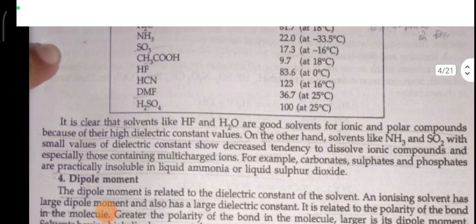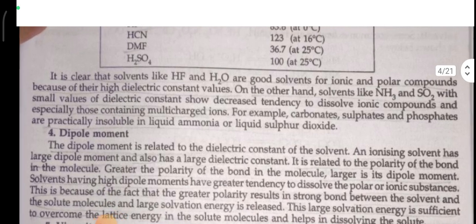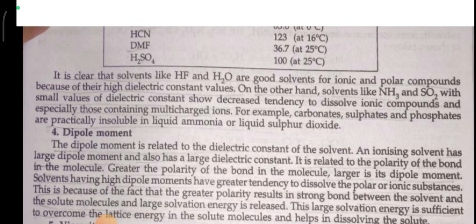On the other hand, solvents like ammonia and SO2, with small values of dielectric constant, show a decreased tendency to dissolve ionic compounds, especially those containing multi-charged ions, for example carbonate, sulfate and phosphate, which are practically insoluble in liquid ammonia or liquid sulfur dioxide.